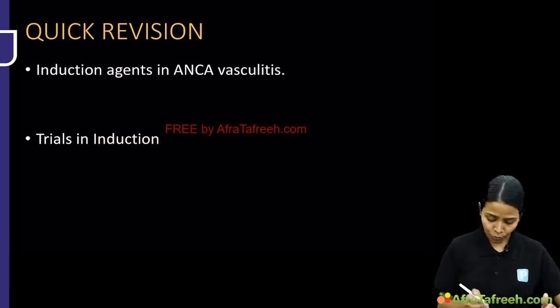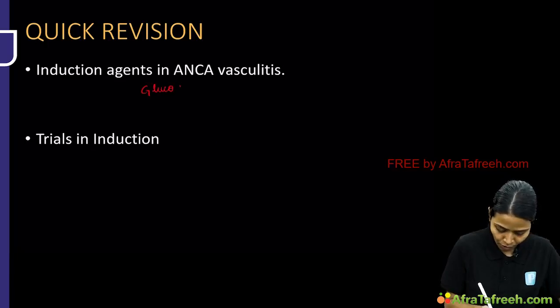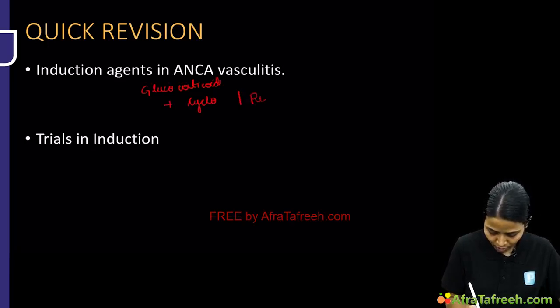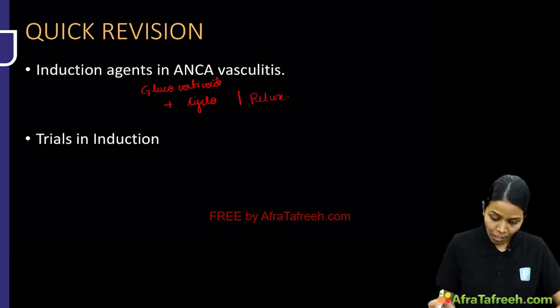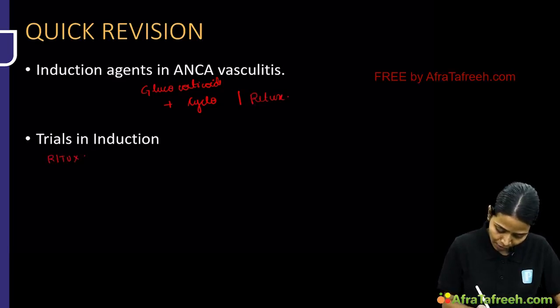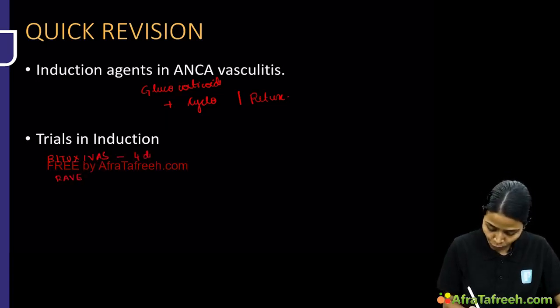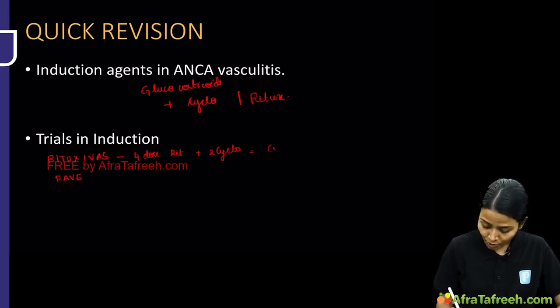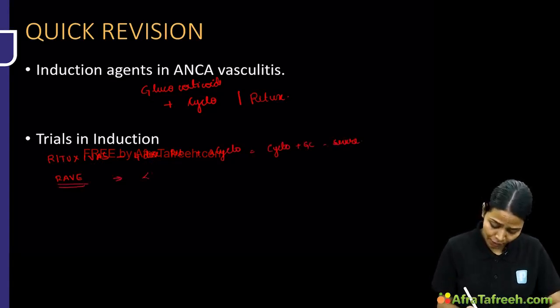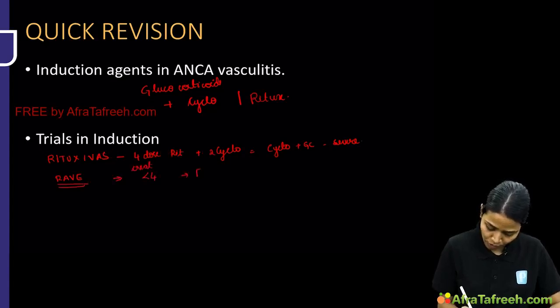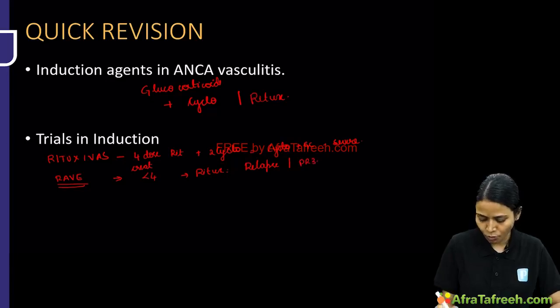Induction agents used in ANCA vasculitis: we know glucocorticoids are used. Along with glucocorticoids, it is cyclophosphamide or rituximab. Which are the trials in induction? The trials which studied rituximab are the RITUXIVAS trial and the RAVE trial. The RITUXIVAS trial showed that 4 doses of rituximab plus 2 doses of cyclophosphamide was equal to giving cyclophosphamide plus glucocorticoid in severe disease. And in the RAVE trial, it was seen that when creatinine is less than 4, rituximab is helpful in relapsing disease and PR3 positive disease. So these 2 are about rituximab.